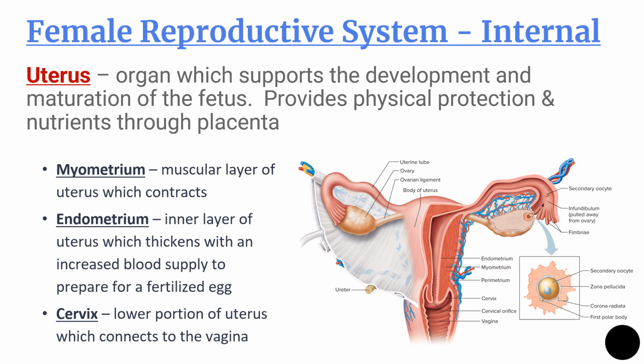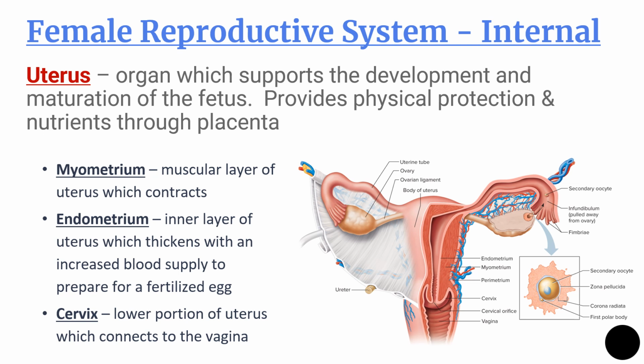So let's talk about a few structures that are going to be really important as we're talking about the female reproductive system. So internally, we have the uterus. This is going to be an organ which supports the development and maturation of the fetus. This is going to provide physical protection and nutrients through the placenta. We're going to have a few different layers to this and areas to this that are important.